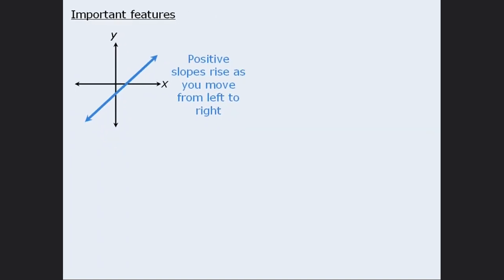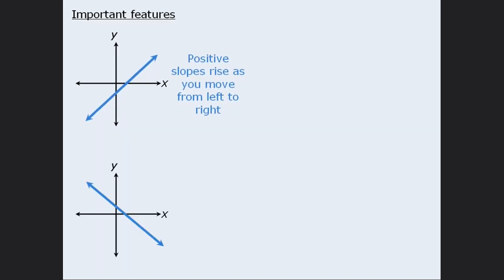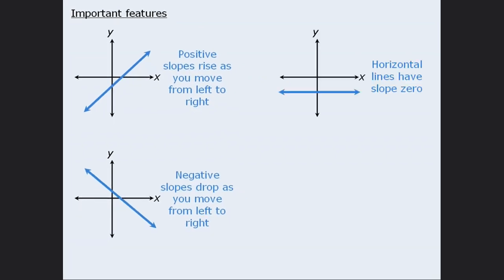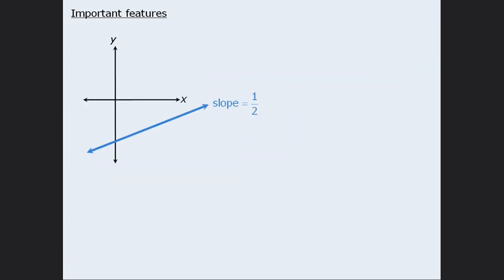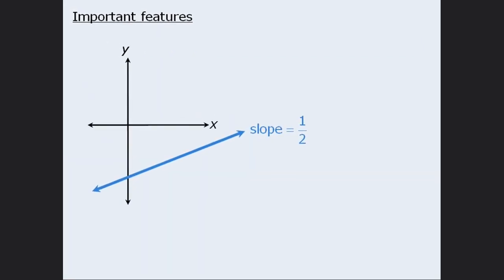Now here's an example of a line with a negative slope. If a line has a negative slope, then a point traveling from left to right on the line will move down. Another important feature about slopes is that horizontal lines have slope 0 and vertical lines have slopes that are undefined. Now for the next important feature, notice that the slope of this line is 1/2, the slope here is 1, and this line has slope 3.